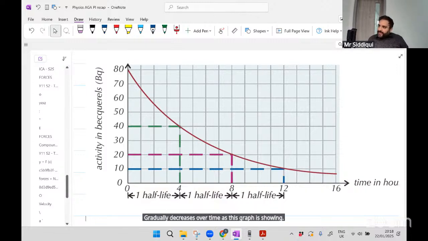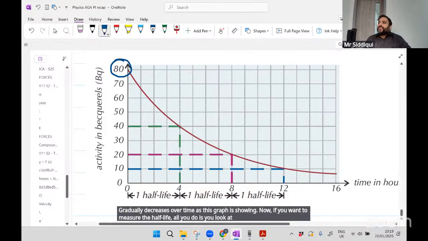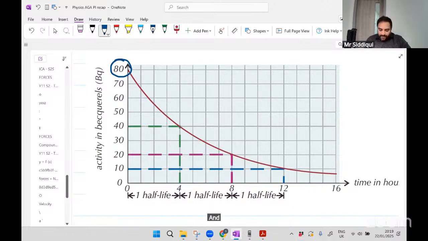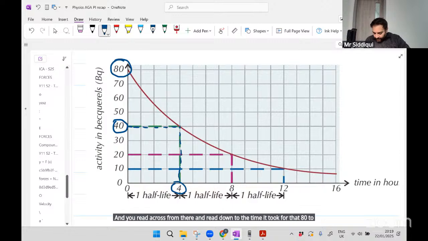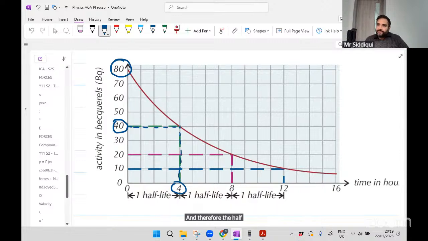Now, if you want to measure the half-life, all you do is you look at this value here, which is the beginning of this graph, and you go to half that value. So in this case, 40. And you read across from there and read down to the time it took for that 80 to become 40. In this case, it was 4 hours, because it's in hours, and therefore the half-life is 4.